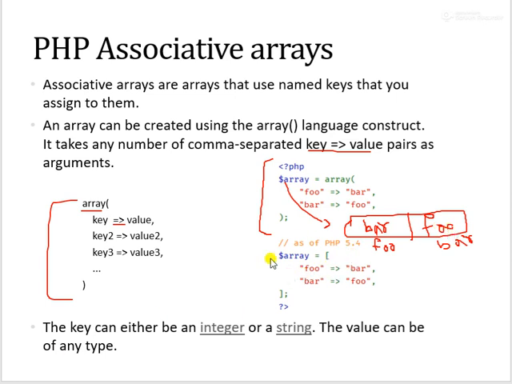In PHP 5 you can also declare this array with square brackets. Instead of calling the array function, you just use equals to these brackets and comma separated key value pairs. This is the syntax that can be used in PHP 5.4. So the key can be only an integer or a string, but the value can be of any type, okay. Here we have another example.